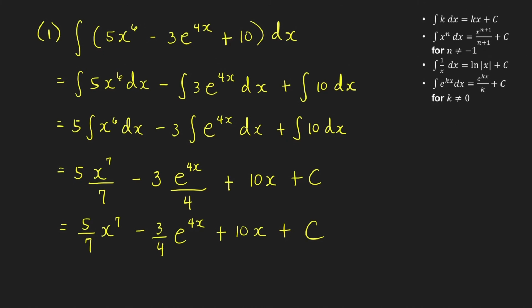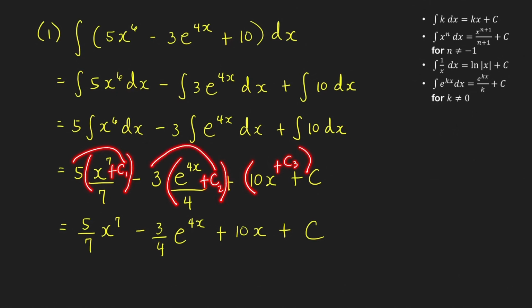Note here that although we have three indefinite integrals, we only have one arbitrary constant, c, in our answer. Why? Because again, this constant is an arbitrary constant. Even if we put an arbitrary constant c for the first integral, another arbitrary constant for the second integral, and another for the third integral, then 5 times c1, minus 3 times c sub 2, plus c sub 3 is just an arbitrary constant, which can be denoted by c.